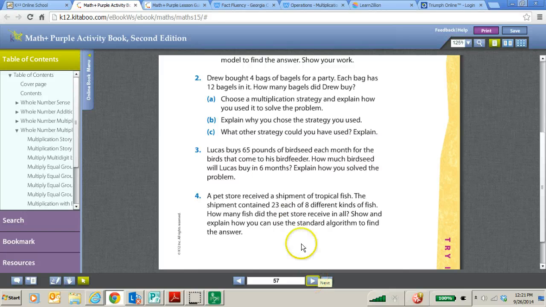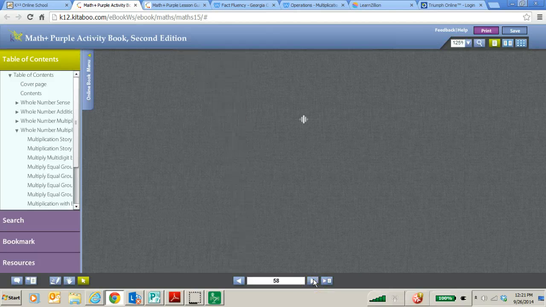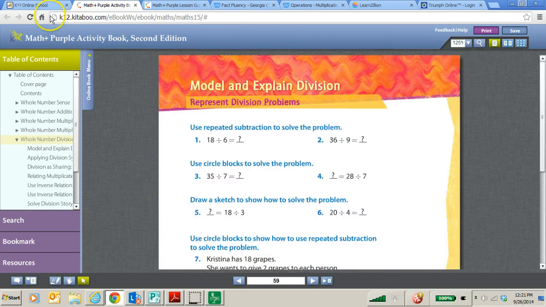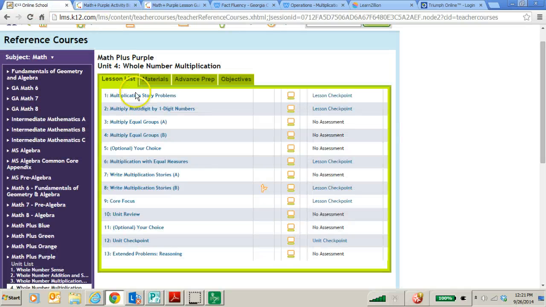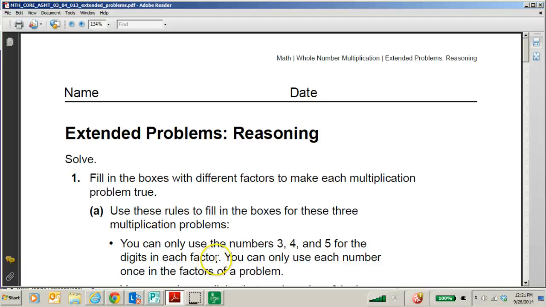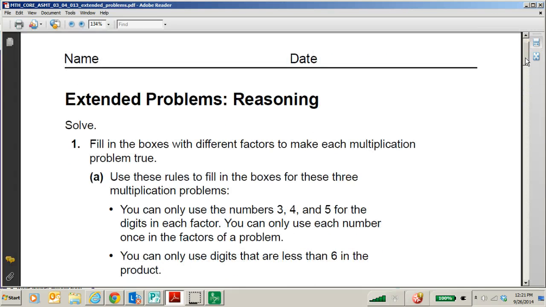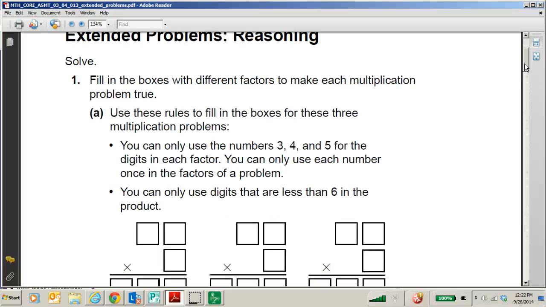And then on the assessment, if something like this comes up, again, use your judgment as a learning coach to be able to guide them through that. We have now reached the end of that unit, so I'm going to go back to the OLS, and I'm going to open up the extended problem solving, and I'm going to show you a little bit about what is critical for kids to understand in this unit.